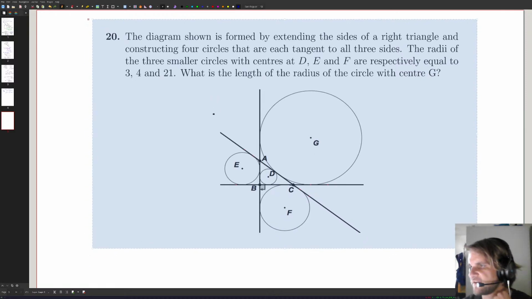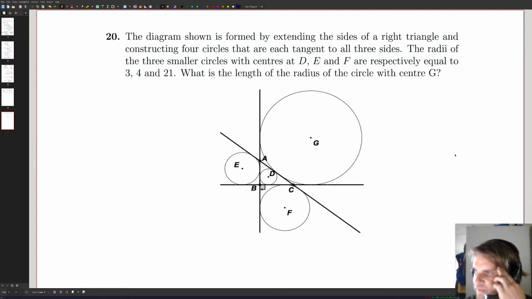Paste. The diagram shown is formed by extending the sides of a right triangle and constructing 4 circles that are each tangent to all 3 sides. Yay. Okay, so the incircle and the 3 excircles. The radii of the 3 smaller circles with centers at D, E, and F, great, are equal to 3, 14, and 21. And what is the length of the radius of the circle with center G?